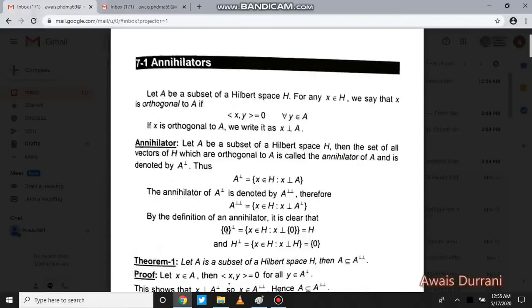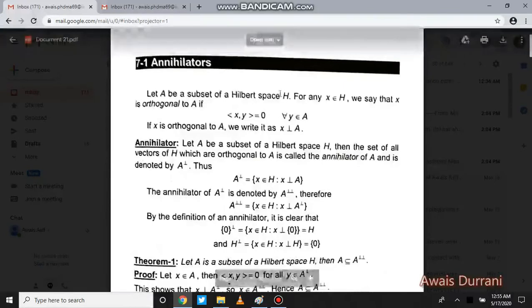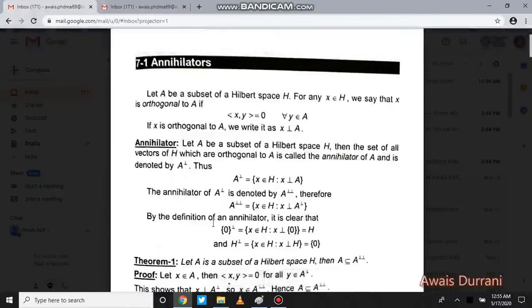For example, we have a Hilbert space H and we take its subset, a singleton set containing only one element 0, and we want to find the annihilator of this singleton set, the annihilator of {0}. It will contain all those elements which are orthogonal to 0. Of course we know that the inner product of every element of H with 0 will be equal to 0.